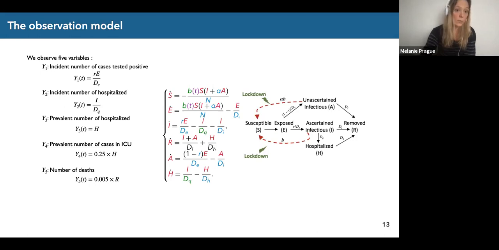And so basically we had the incident number of cases tested positive, which can be seen as the instant number of new infected people, which is called RE over DE. And you can spell out the same exact way the incident number of hospitalized, the prevalent number of hospitalized, the prevalent number of cases, and the number of deaths. And basically all those indicators will be aggregated so that we can perform estimation.